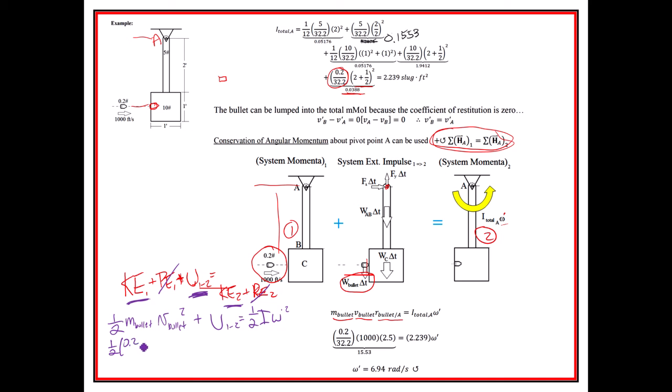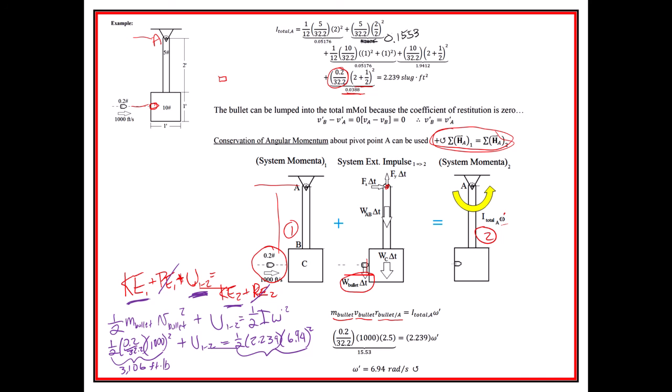1/2 times 0.2 divided by 32.2, times 1,000 squared, plus U 1 to 2, is going to be equal to 1/2 times the mass moment of inertia, 2.239, times omega, 6.94 squared. I think this is going to be a whole lot. So let's see what these values are. We got 1,000 squared, that's going to be a lot, then 0.2 times it, and 2 divided, and 32.2 divided. What turns out is 3,106 foot-pounds, or pounds-feet, whatever you want to call it.